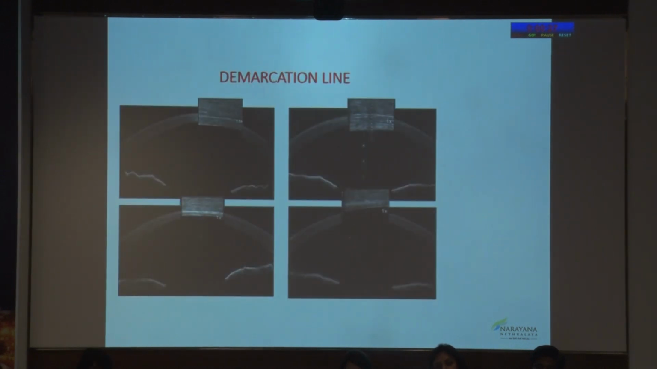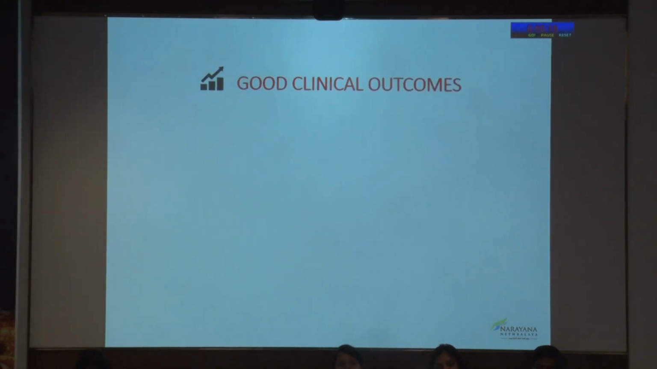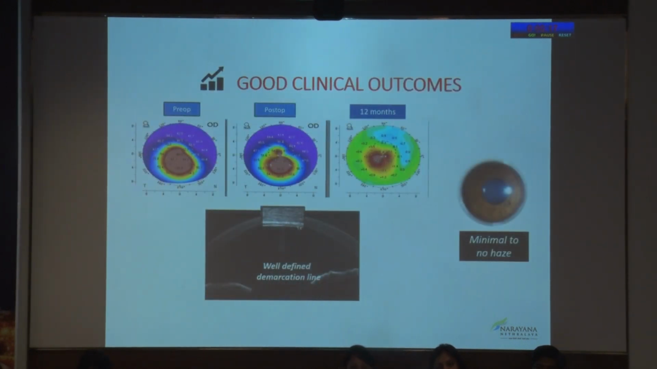We also noted presence of a demarcation line in 65% of the patients at an average depth of 295 plus or minus 71 microns at 3 months post-cross-linking. And most of our patients showed good outcomes. So this is the algorithm that we follow with our patients with thin corneas at our institute. And our software is freely available for everyone to use online.